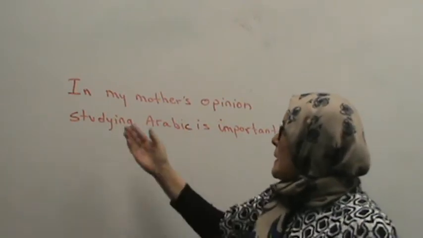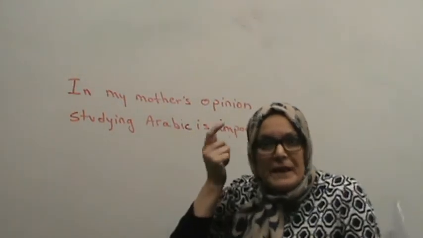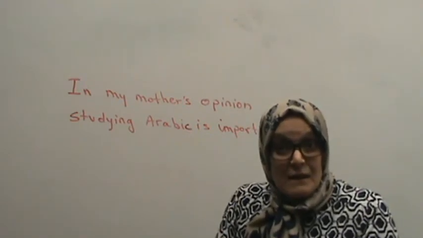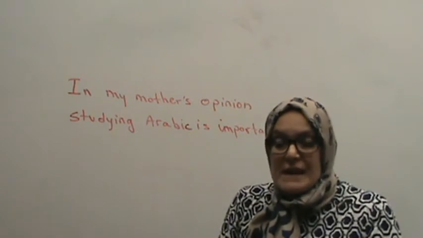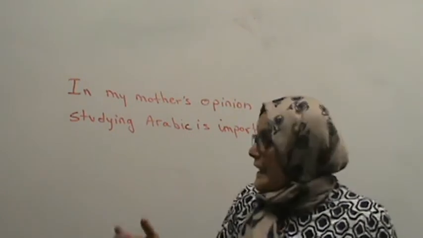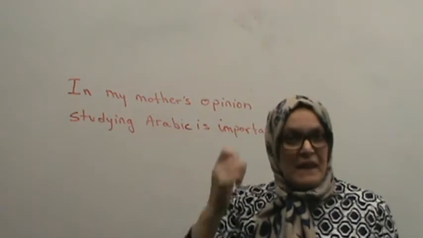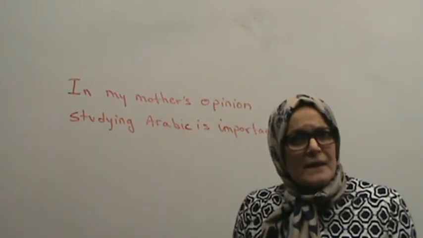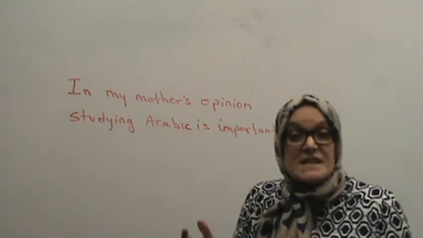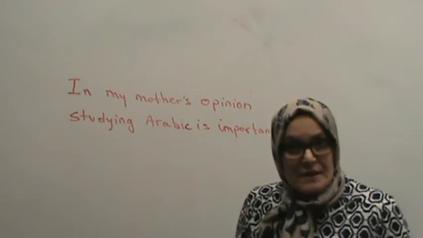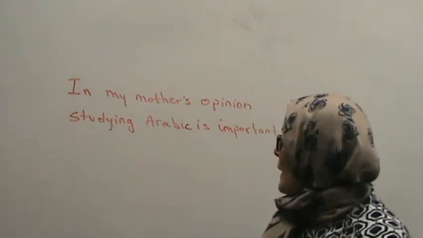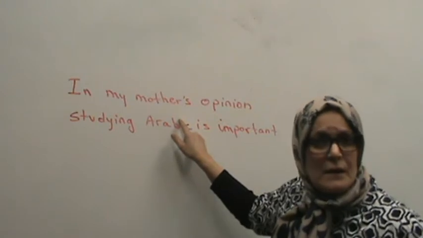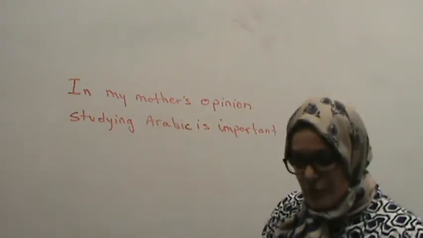No. Because it's like in her opinion, my mother's opinion about what? About something. It's not about an action. It's just something. I can replace studying with something. It's important. Like in her opinion, something is important. What is this something? Studying Arabic. Is this an action? It's not. It's just something. So I'm going to do, of course, Arabic, we don't have the apostrophe, the possessive S.